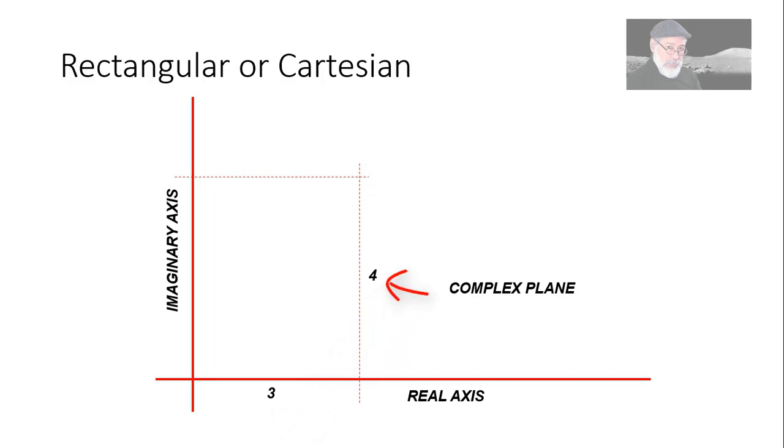Let's say 3 and 4. That representation of the same complex number is what we call the rectangular or Cartesian representation of the complex number 3 plus 4j. Another way?